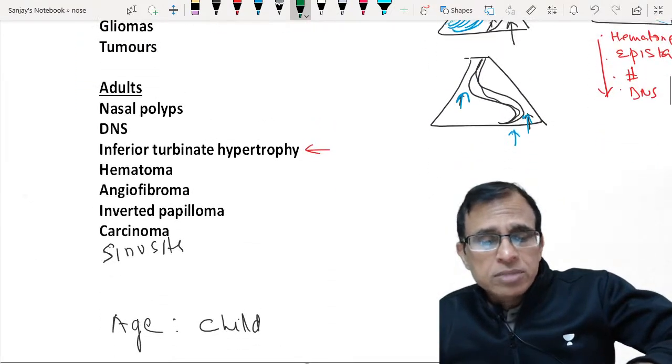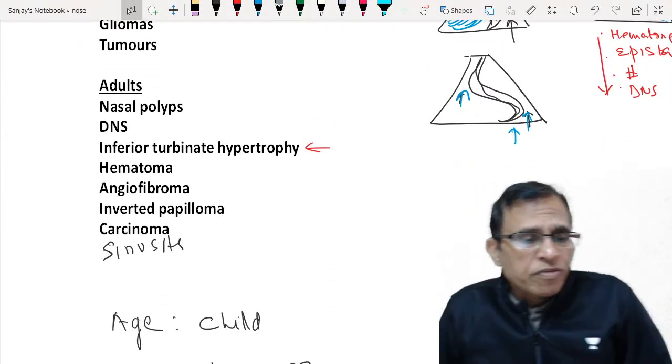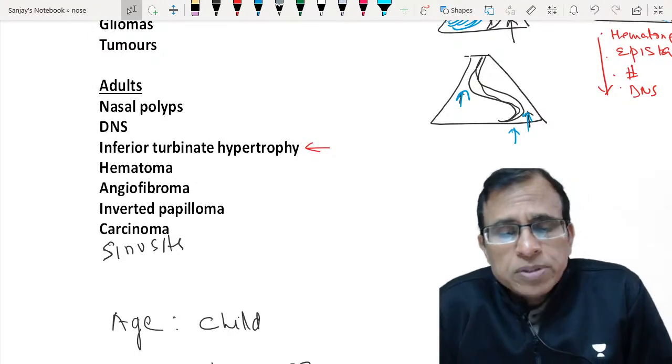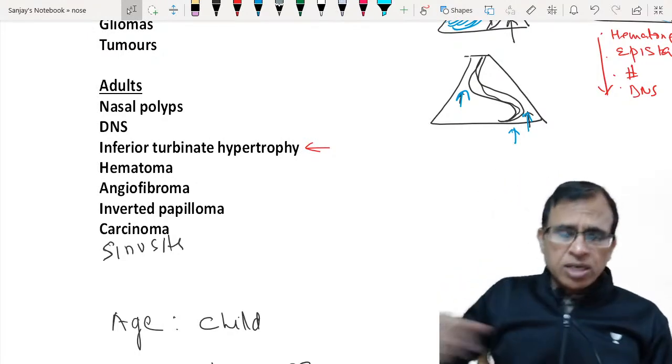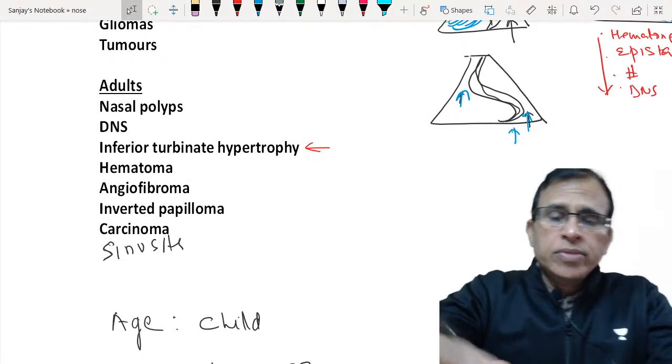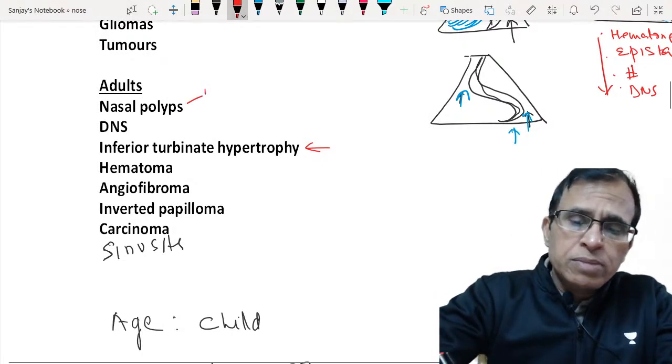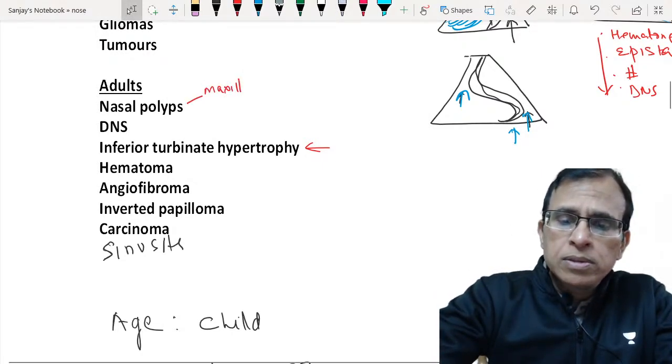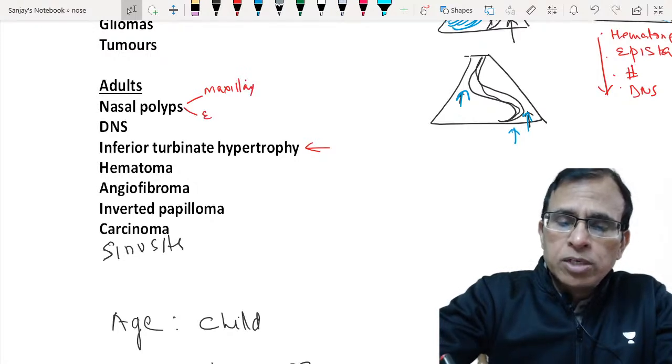Now, growths in adults, which are more common. One very prominent growth is nasal polyps. Nasal polyps are pretty easy to diagnose actually. See, there are two common polyps. One is a maxillary polyp, and the other is an ethmoidal polyp.